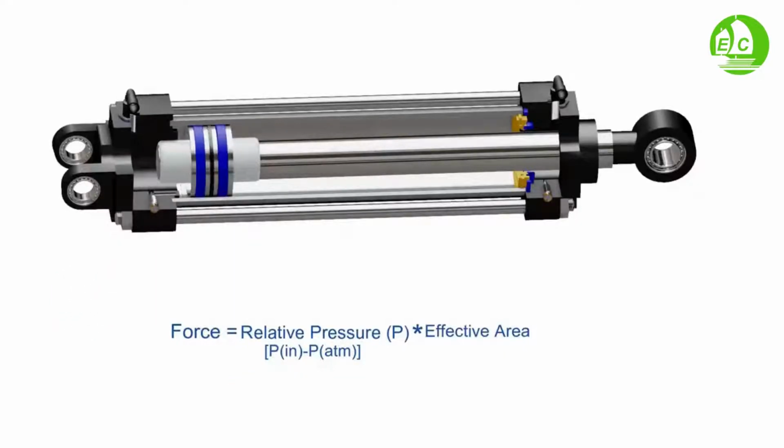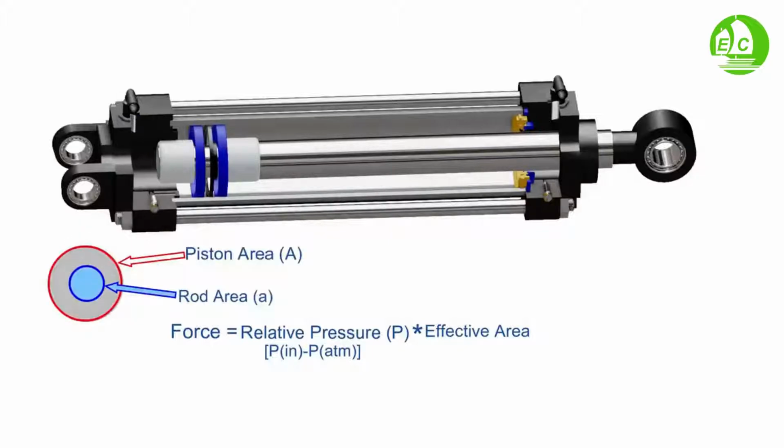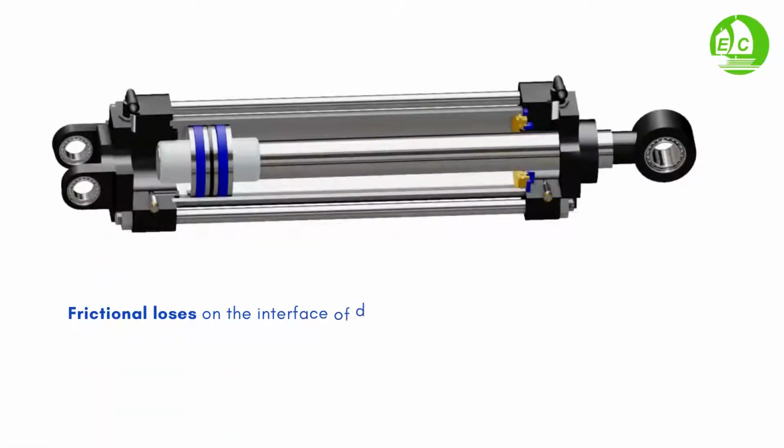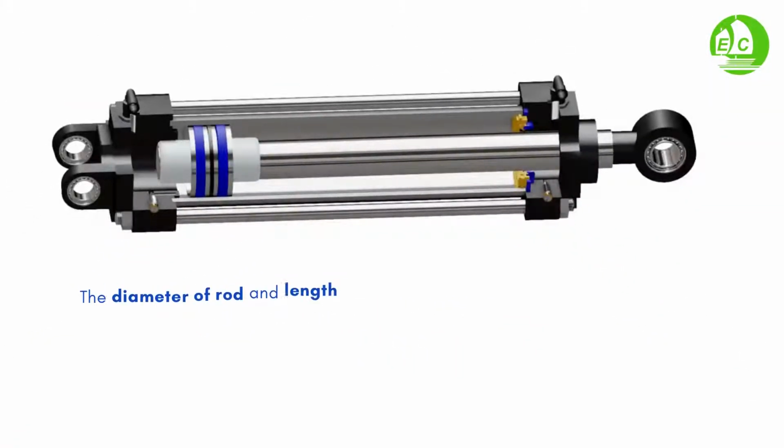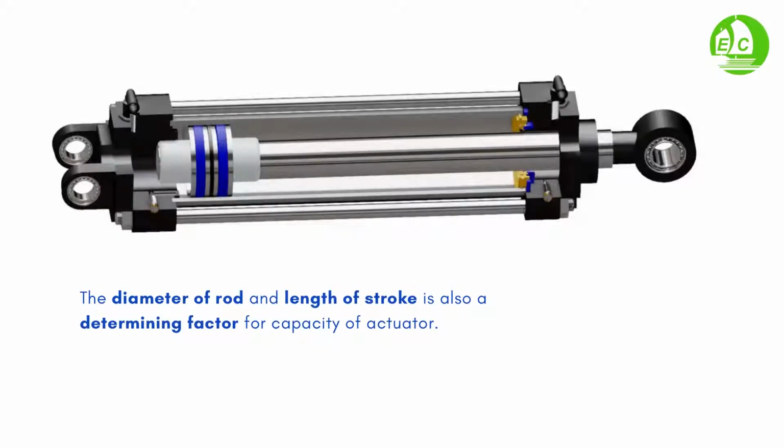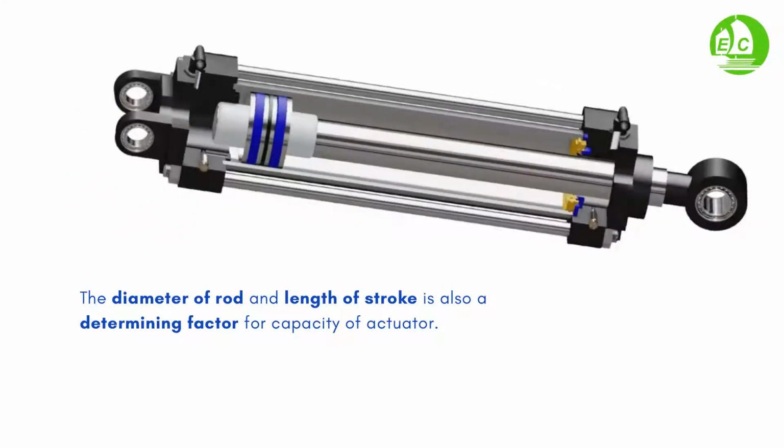During retraction, the effective area of the piston is reduced because the air cannot exert pressure on the area of the rod. This gives us the expression of theoretical force as relative pressure multiplied by the partial area of the piston. Frictional losses on the interface of different surfaces also need to be considered while designing a pneumatic cylinder. The diameter of the rod and length of stroke are also determining factors for the capacity of the actuator.